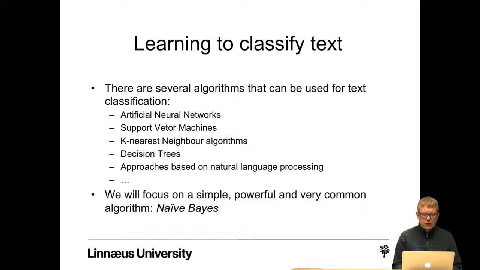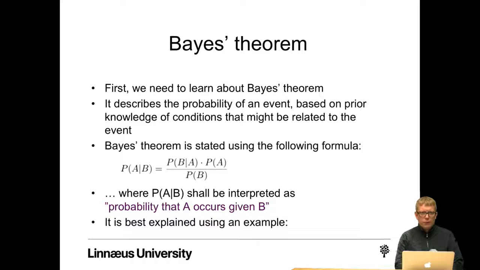There are several algorithms that can be used for text classification: artificial neural networks, support vector machines, k-nearest neighbor algorithms, decision trees, or approaches based on natural language processing, etc. But today we will focus on a simple but very powerful and very common algorithm called naive Bayes. First, we need to learn about Bayes' theorem. It describes the probability of an event based on prior knowledge of conditions that might be related to the event.